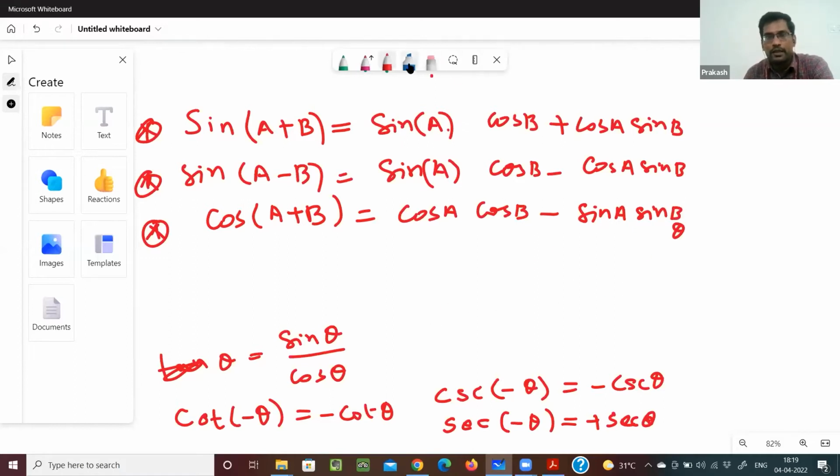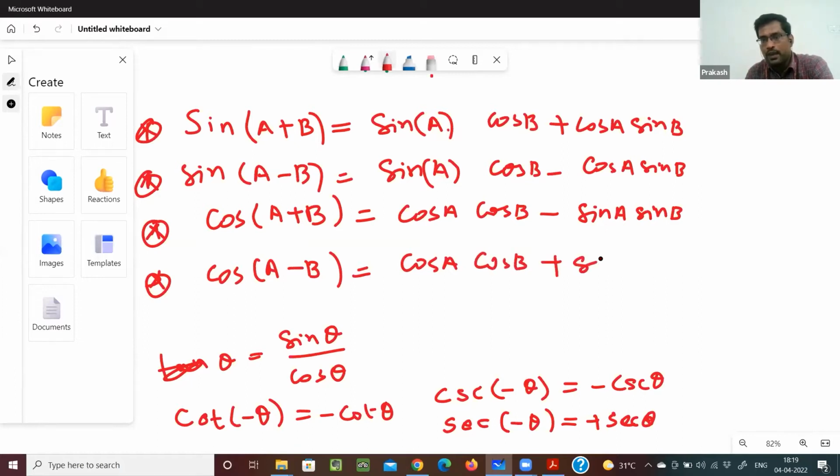Then another identity: cos of a minus b equals cos a cos b plus sin a sin b. So we have sine of a plus b, sine of a minus b, cos of a plus b, and cos of a minus b. From these we can also identify the product of two trigonometric functions.